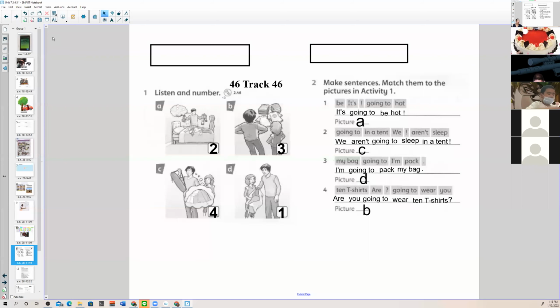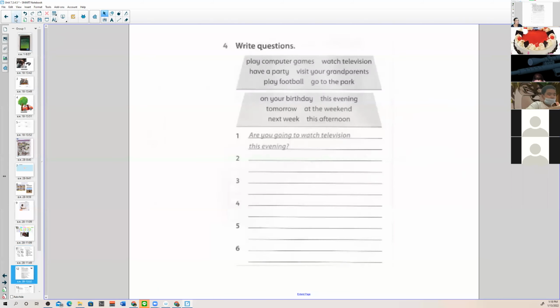All right, let's move on to the next exercise, which is activity 4. This one, you need to write equations out of these words. This one is the verb, right? The yellow box is the verb. And the green box is the term.